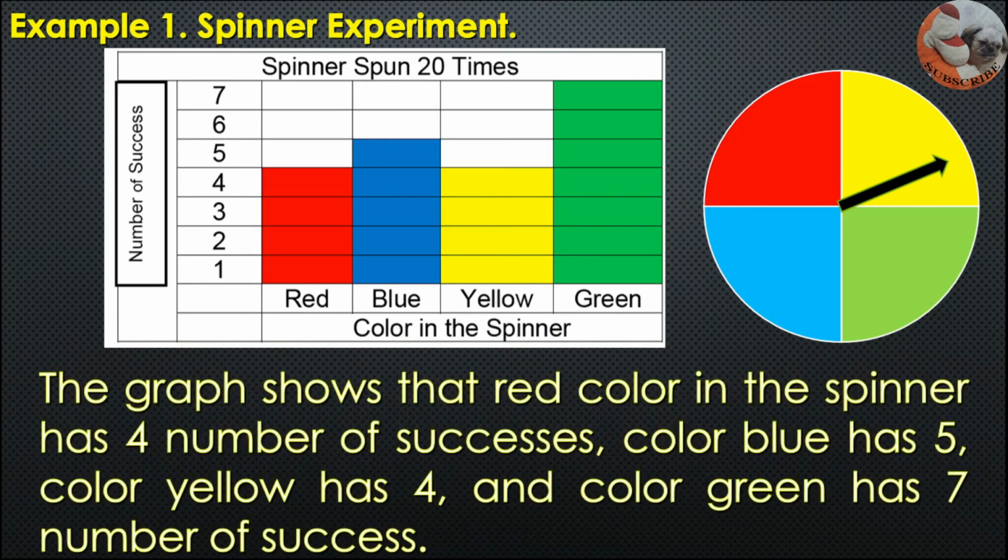The graph shows that red color in the spinner has 4 number of successes. Color blue has 5. Color yellow has 4. And color green has 7 number of success.